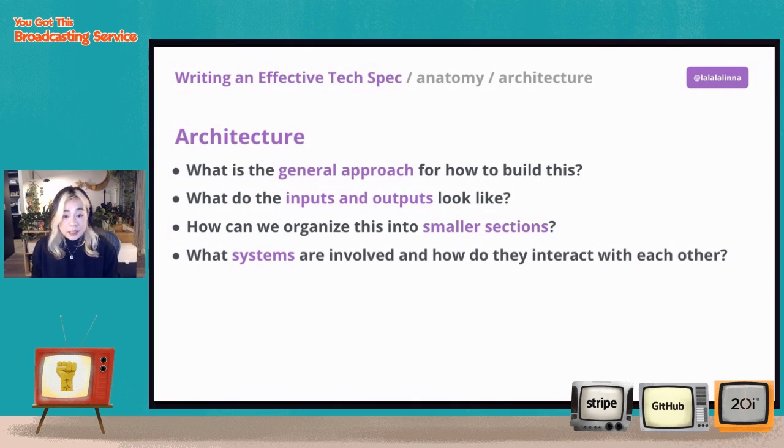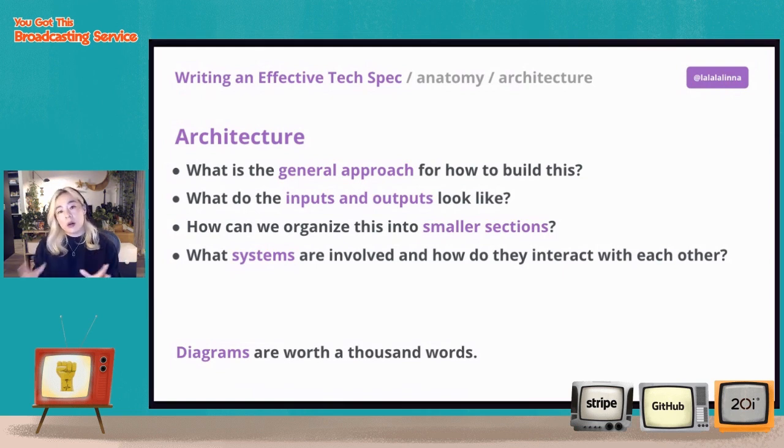And lastly, what systems are involved and how do they interact with each other? In those cases, I think diagrams are worth 1,000 words. It's really nice having a visual that tells the story of how all of the pieces fit together, what things are talking to each other, just as a nice summary of all the things that you are writing in this section. I think it's also useful to use screenshots if you are building something that is more visual or UI heavy, just so people can understand how you are mentally breaking down components or sections as well.